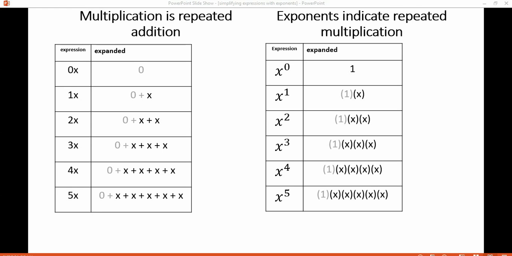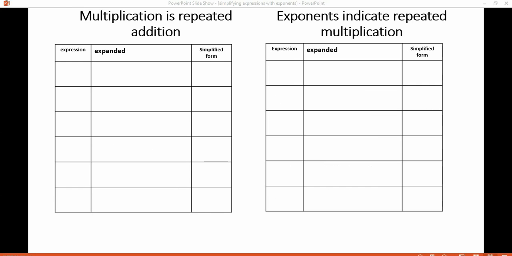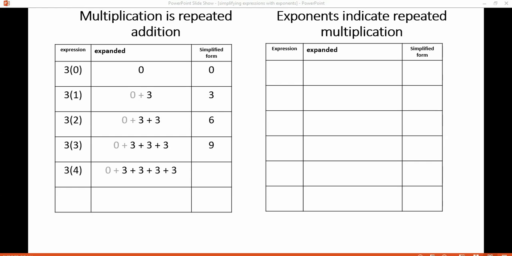So pause the video, make sure that you have both of those tables completed. Same thing with numbers. 3 times 0, expanded form, starting point plus no 3's. We don't have any 3's being added to that 0. Starting point plus 1 set of 3. So go ahead and get that copied down.